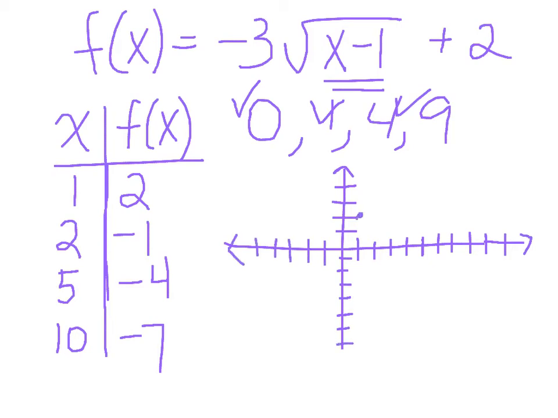I'm going to plot 1, 2, 2, negative 1, 5, negative 4, and 10, negative 7. And if I connect from the endpoint on, it needs to be accurate to the edge of the coordinate plane, including an arrow.